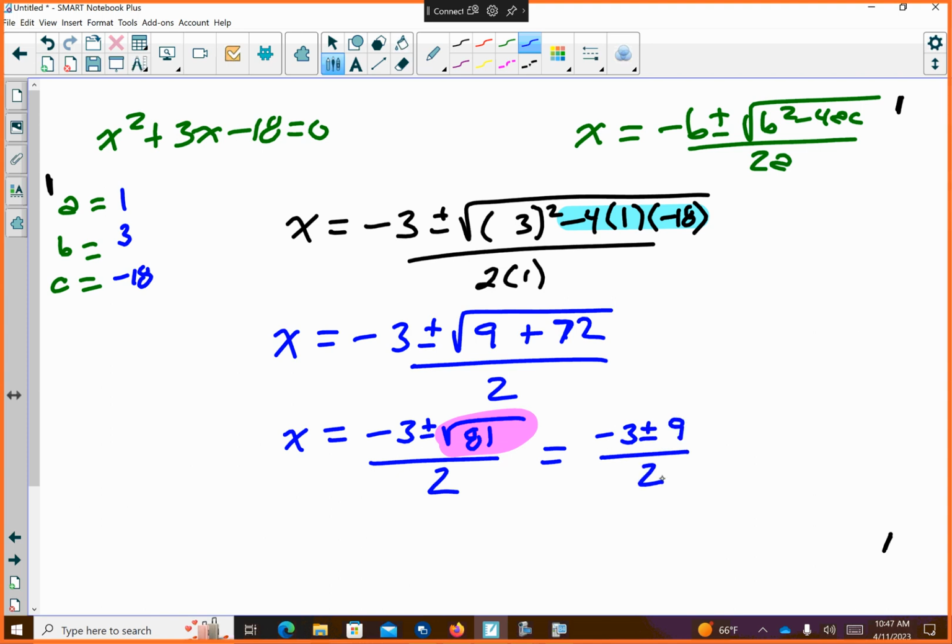Now, I was watching a couple of you. You were able to get there, and you're like, I don't know where to go. That's okay. So this is going to have 2 answers. Do you agree? So this is going to be -3 plus 9 over 2, which gives me 6 over 2, which is 3. And then this is going to give me -3 minus 9 over 2, which is -12 over 2, which is -6.